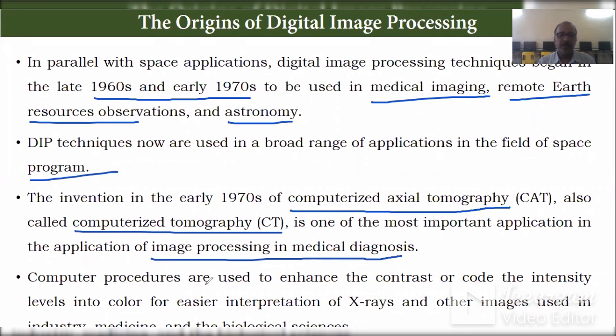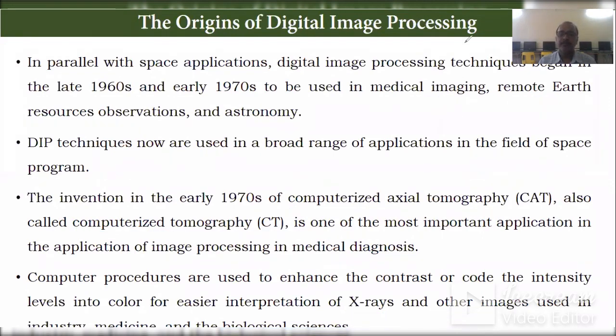Okay, so computer procedures are used to enhance the contrast or code intensity levels into color for easier interpretation of X-rays or other medical images, for easy identification or diagnosis of a particular person, and it is also useful in biological sciences. So this digital computer system is useful for the medical field, biological science, chemical science, and so on. So these are some of the initial applications of digital image processing.